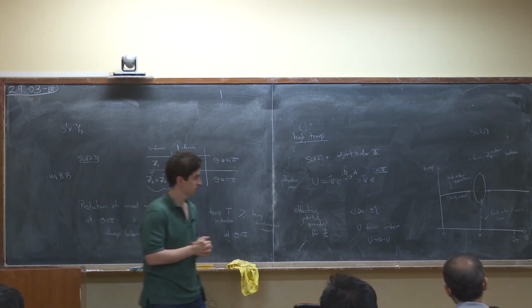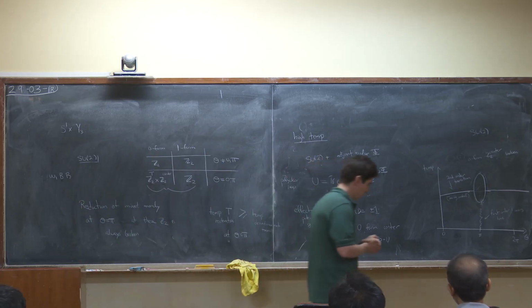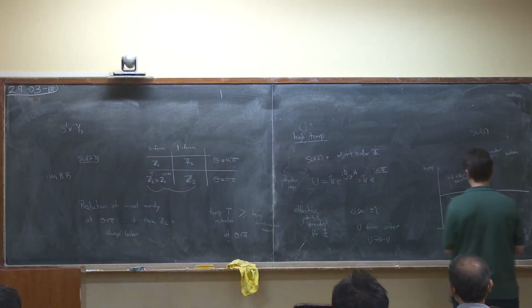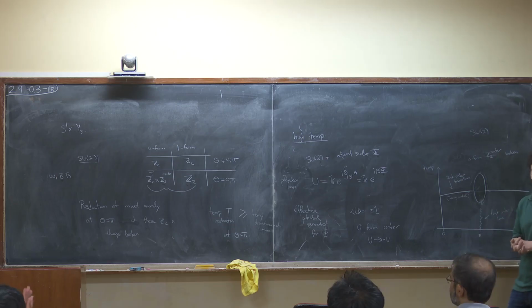Is the reflection symmetric at theta equals pi? Yes, because the theory does have time reversal symmetry. It just has a mixed anomaly involving time reversal symmetry.